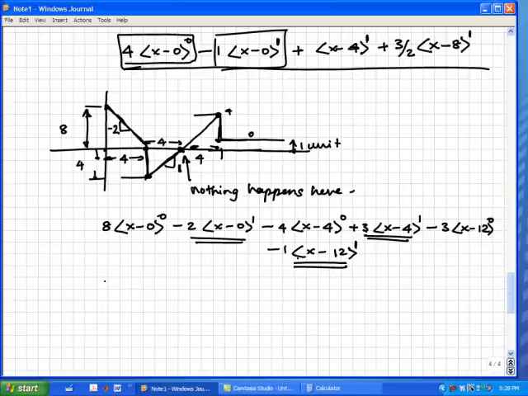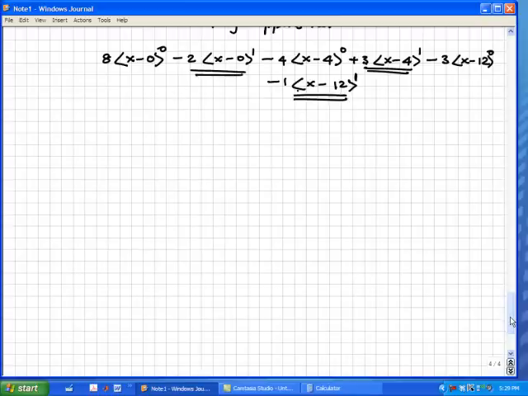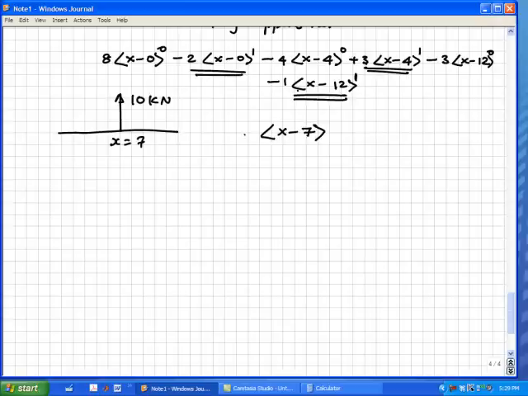Most useful things are the step function and the ramp function. Two more things that we will find, especially for beam problems, will be extremely useful. One is concentrated loads. If you have a concentrated load, let us say 10 kilonewtons, acting at a location x equal to 7, the way we are going to write it is 10 times x minus 7 to the power minus 1. This is not power like in polynomials. This tells me it is a concentrated load.